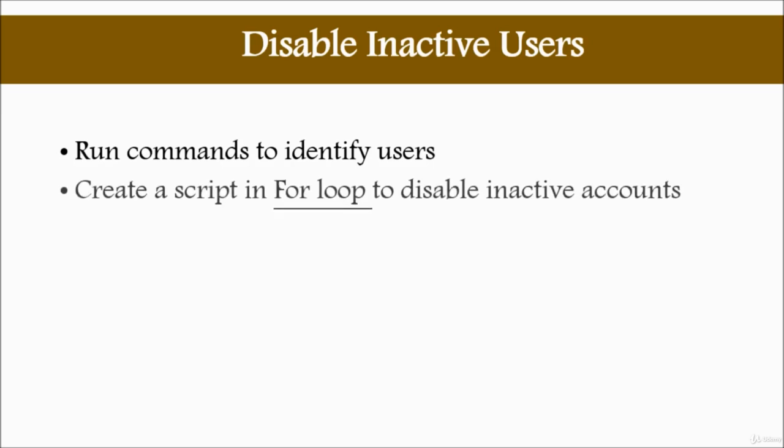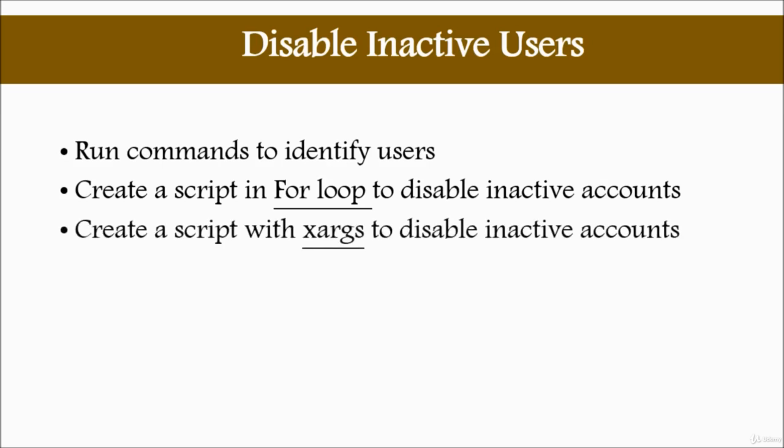We'll first identify the users, then we will create a script. We'll create two types of script. One is a for loop script, which will look for all the users and disable the inactive accounts. The second script will be exactly the same, but we will use the xargs command, which is a newer command that I'll show you that can be used in scripting to take the input from a command and execute another command on it. So that's how we will do it. Let's log into our Linux machine.